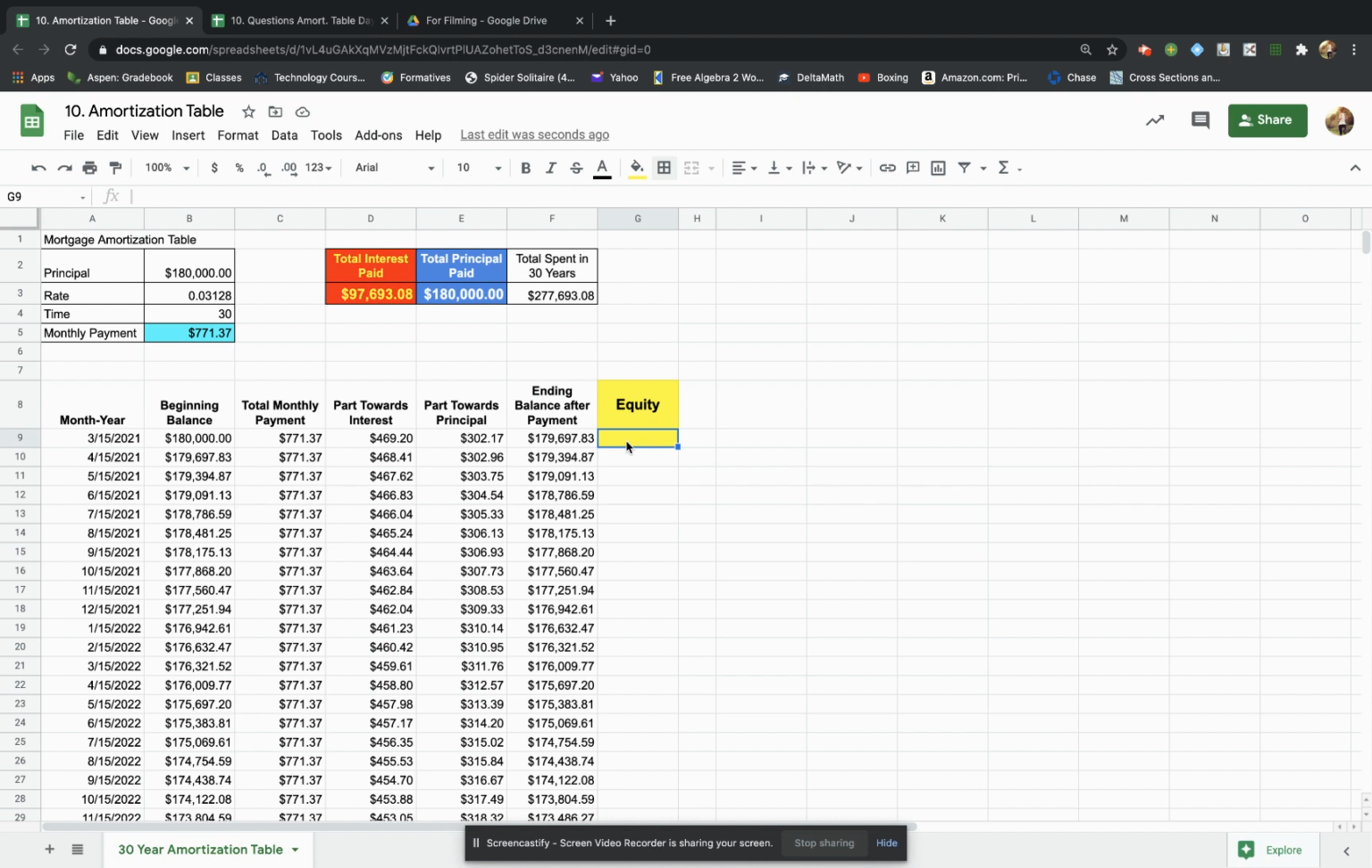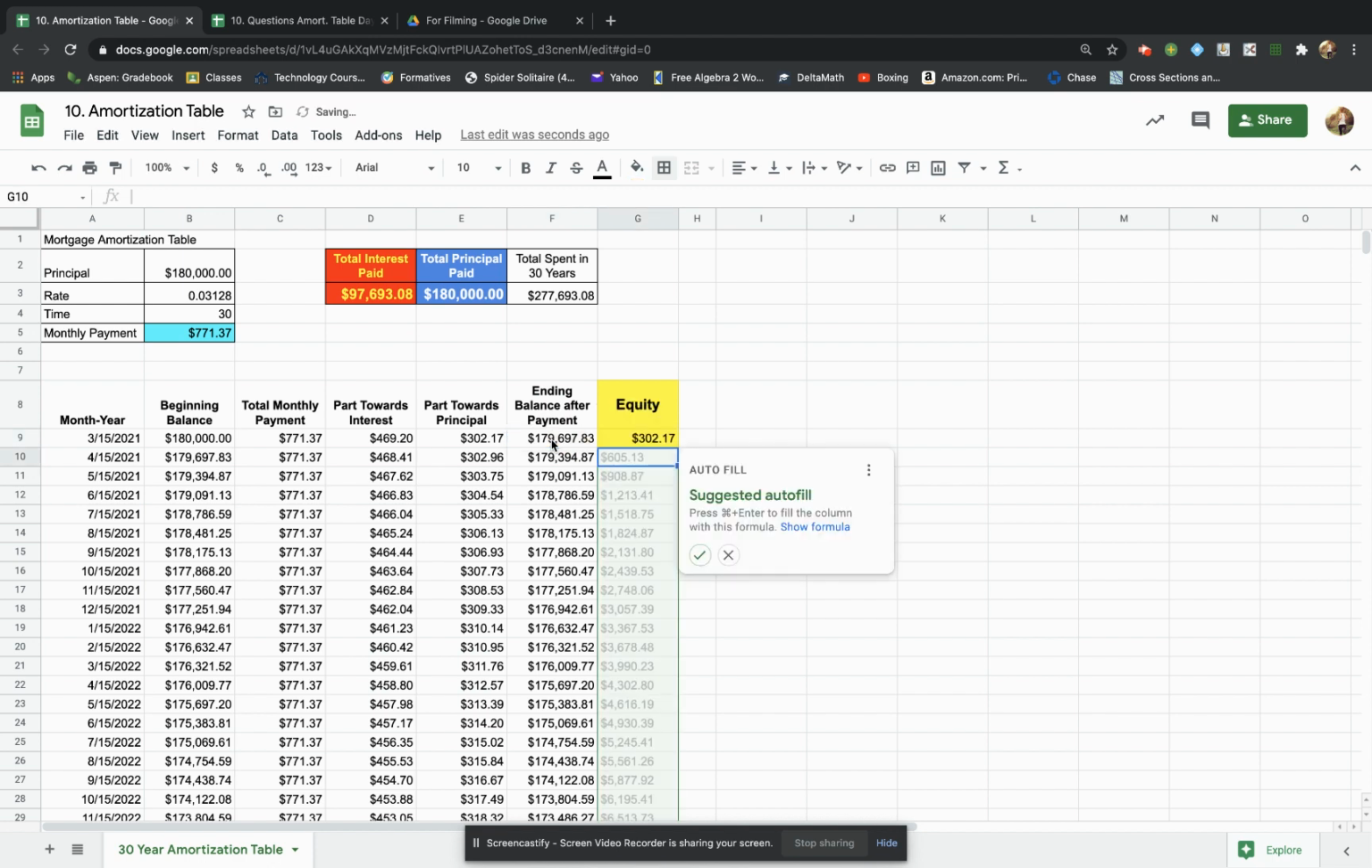You're going to see the effect of the value of the house and the amount of money that you owe the bank. So for my equity equation, I'm going to do equals, type in 180,000, meaning the value of my house is going to stay that, and subtract what I owe the bank at the end of each month. So for 3/15/2021, I owe what's in cell F9. So it's going to be $180,000 minus F9. Hit enter. Yes, I want to do the autofill.